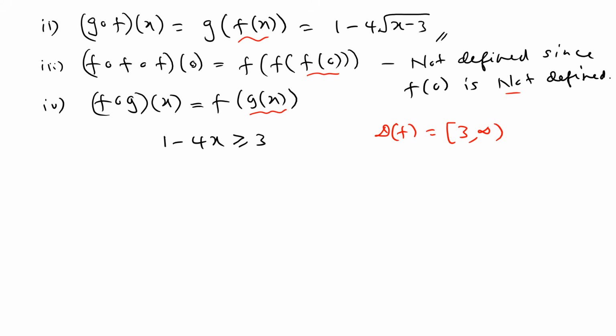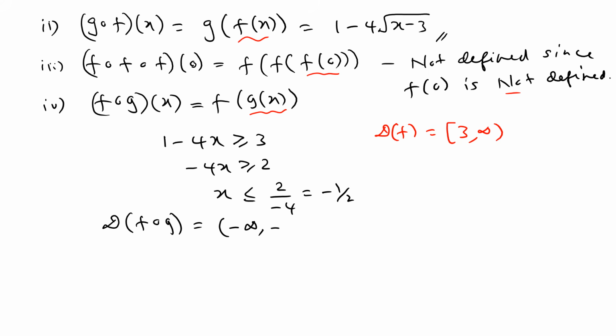Now we're going to solve this inequality. We know how to solve this inequality, so we're going to bring 1 to the other side and then divide by negative 4. When you divide by a negative, it's going to switch the sign. So this is going to give you negative 1/2. So that means x is anything less than or equal to negative 1/2. So that means the domain of f circle g is negative infinity to negative 1/2, including negative 1/2.